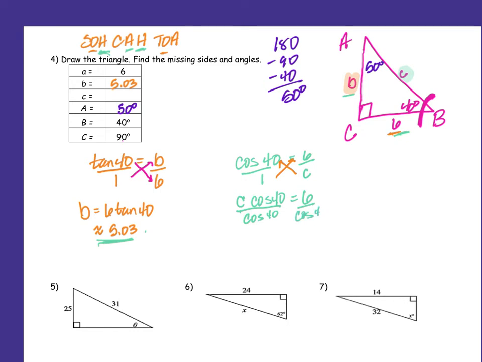So that means c equals 6 divided by the cosine of 40, which is approximately going to be equal to, and if I put it into my calculator, this time I'm going to go 6 divided by function cosine of 40. And I should get 7.883.